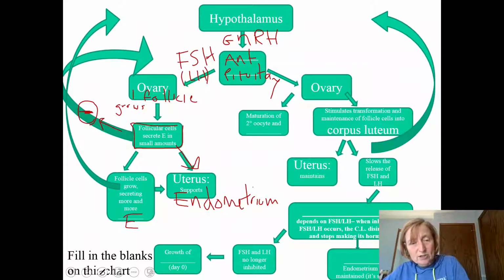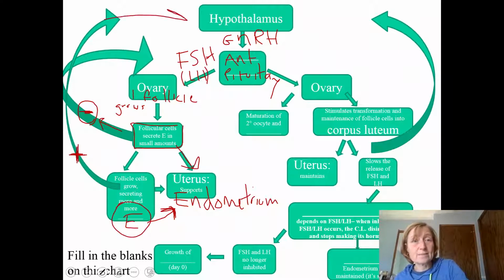I'm going to add an extra arrow here that continues to support the growth of the endometrium at the uterus. So you need to add a little arrow there. So now we're maybe on day 5, 6, 7, 8, 9 of the cycle. And here's something interesting. When we get a large amount of estradiol, this has a positive feedback on the hypothalamus.